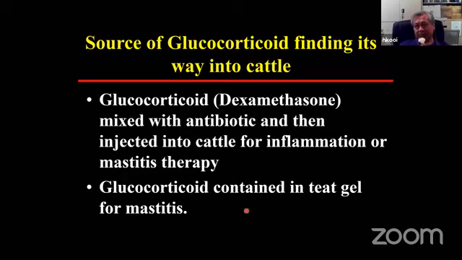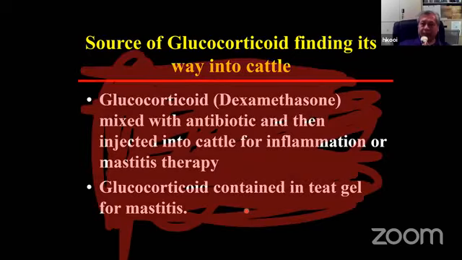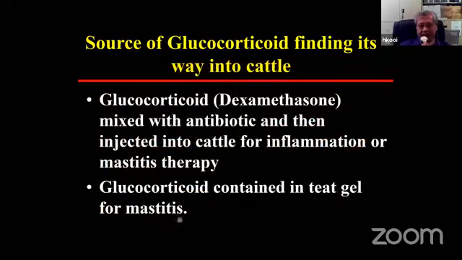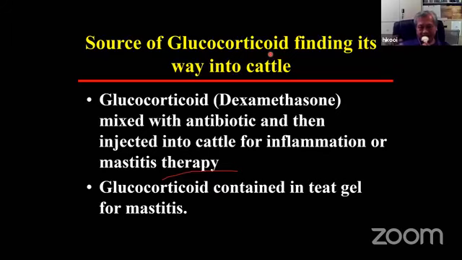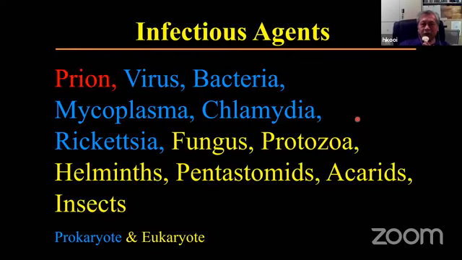And then sometimes glucocorticoids are contained in the teat gels. You see, after milking, sometimes we put the gel into the teats to prevent mastitis. So this is where glucocorticoid comes from, and since this glucocorticoid goes into the cattle body, they produce abortion.